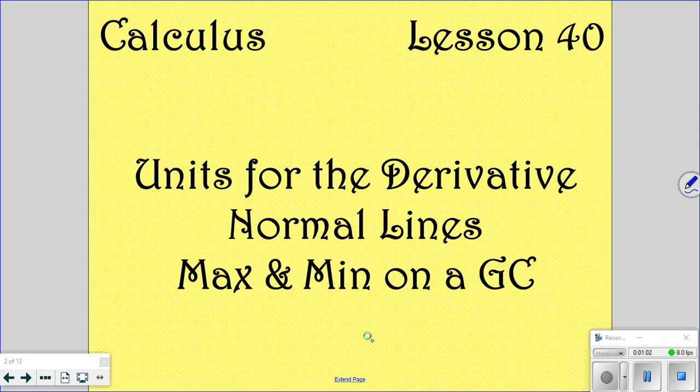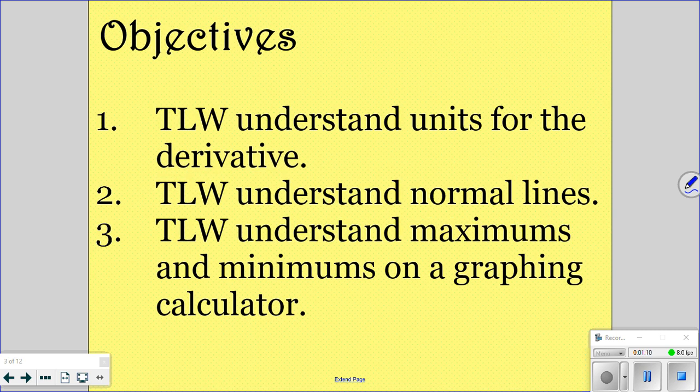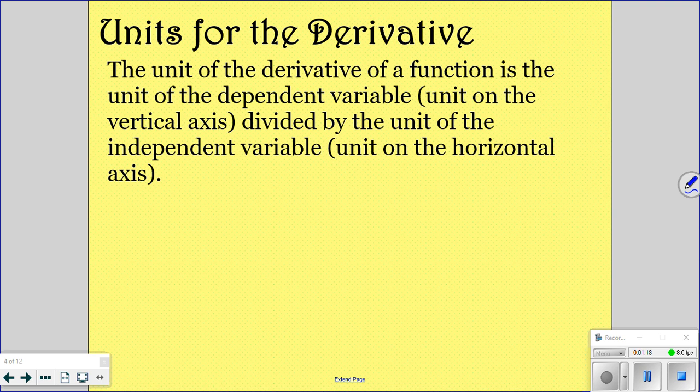So we're looking at lesson 40 today. Units for the derivative, normal lines, and then max and min on a graphing calculator. So hopefully after we finish this lesson, you'll understand units for the derivative, normal lines, and max and mins on a calculator. So the unit for the derivative of a function is the unit of the dependent variable, whatever's on your vertical axis, divided by the unit of the independent variable, whatever is on the horizontal axis.